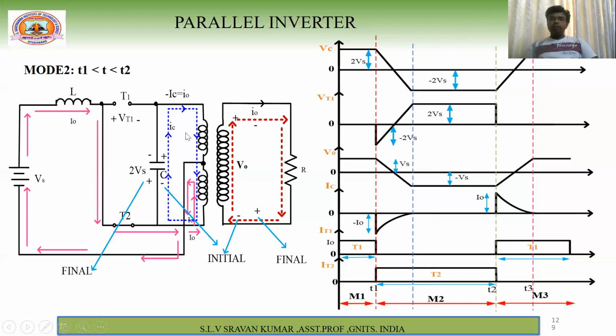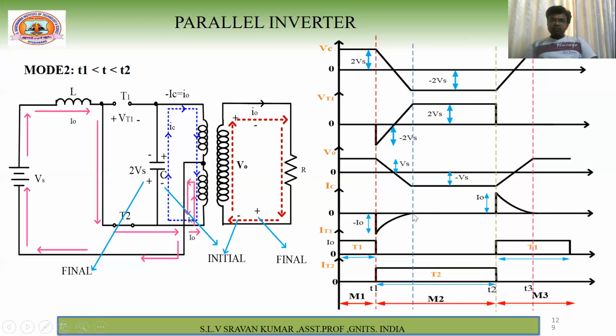If you apply the current equation for L and C, you will get this one, right? Otherwise, please refer to my classical commutation notes. The same concept you will get. Okay, so this is about this mode of operation. Now see here, the capacitor current reaches 0 here, right? But still your T2 is conducting in this period. Why does the capacitor current reach 0 at this moment?